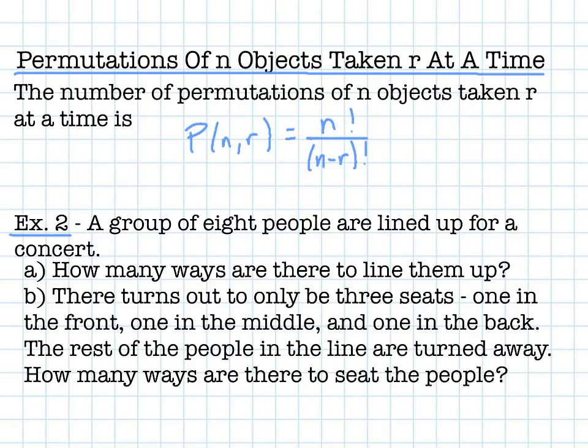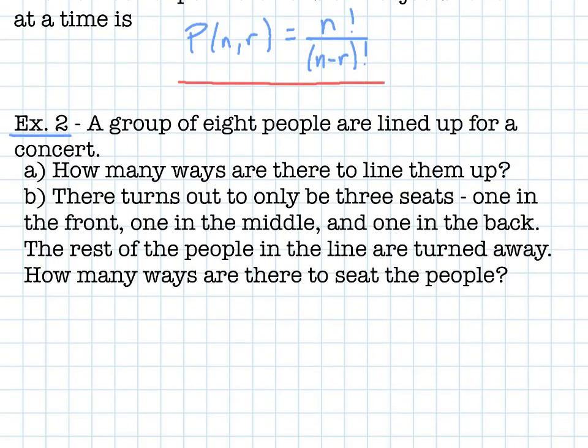Now, you can also do something else with permutations where you have n objects, but you don't use them all. So you're selecting a few of them at a time. That would give us this formula: permutations of n comma r is equal to n factorial divided by n minus r factorial. Okay? So here I have a group of 8 people in example 2, and they're lined up for a concert. The first problem wants us to find how many ways there are to line them up. Then the second part is there turn out to be only 3 seats, one in the front, one in the middle, and one in the back. The rest of the people in the line are turned away. How many ways are there to seat the people?